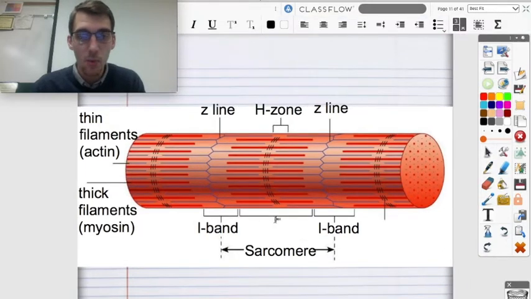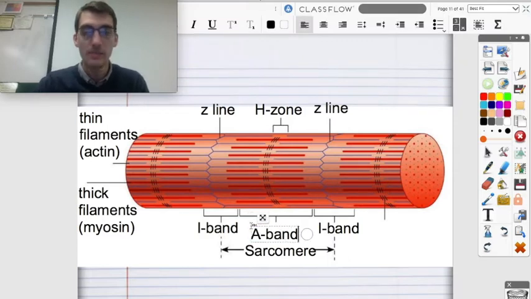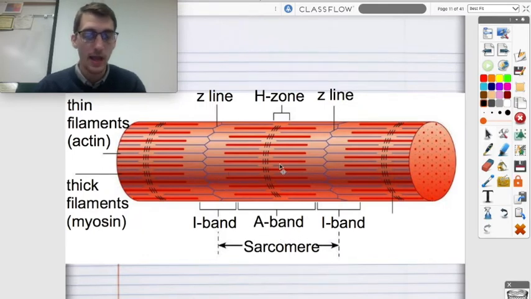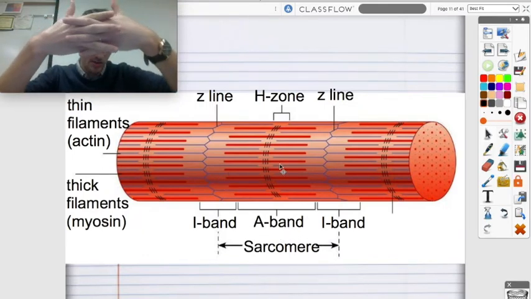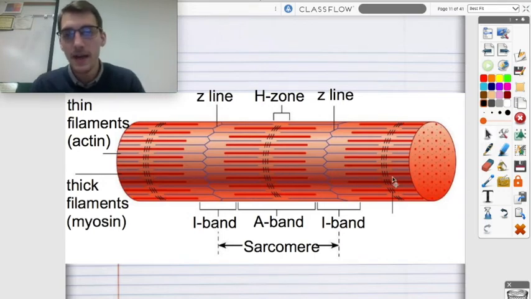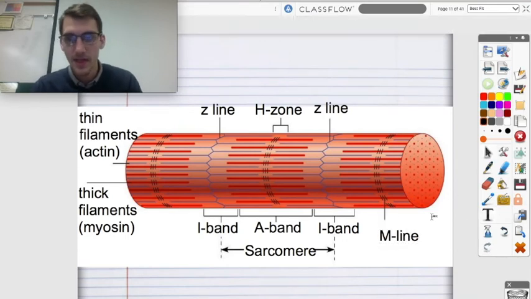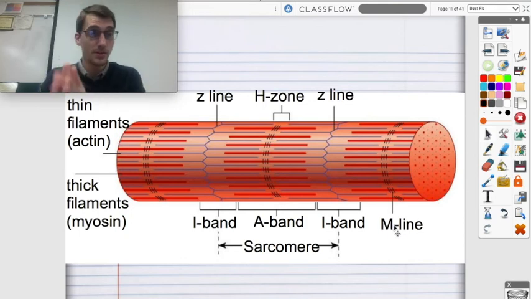All right, and then this part in the middle, the H zone, is where there's no actin. Where they're overlapping, this is called the A band, where the myosin and actin are overlapping each other and sliding like this in order to allow for contraction. Then finally, these dark lines that we see in the H zone are called the M lines. So the M lines and the Z lines are the striations that we see if we're looking at a picture of skeletal muscle.